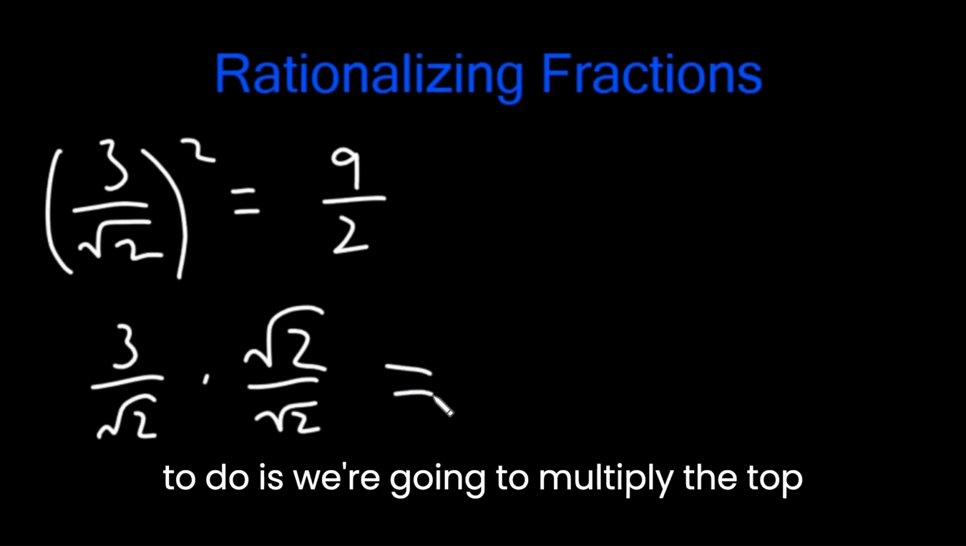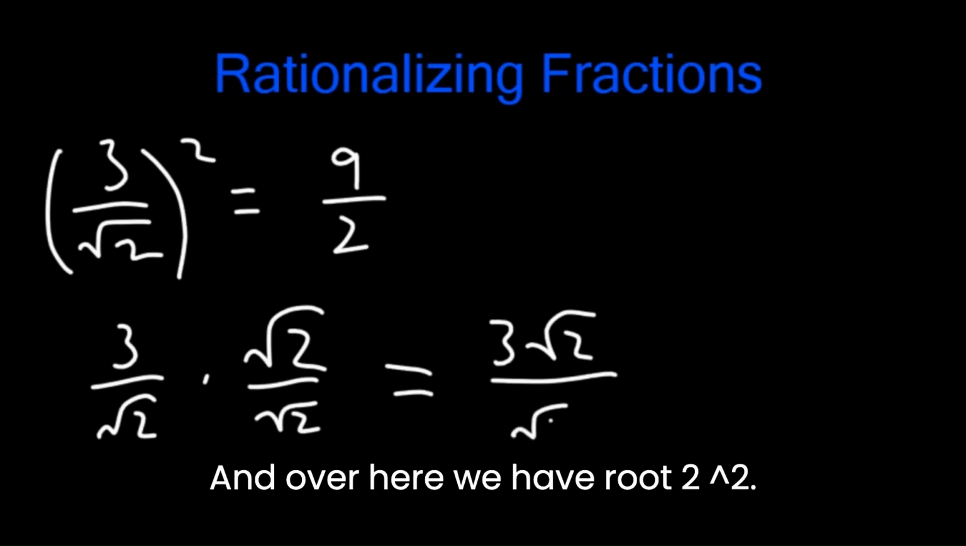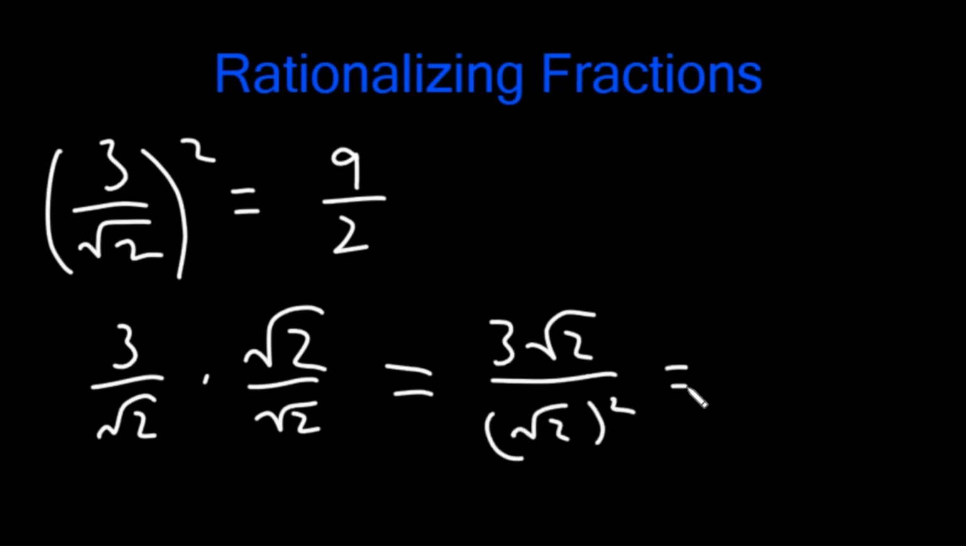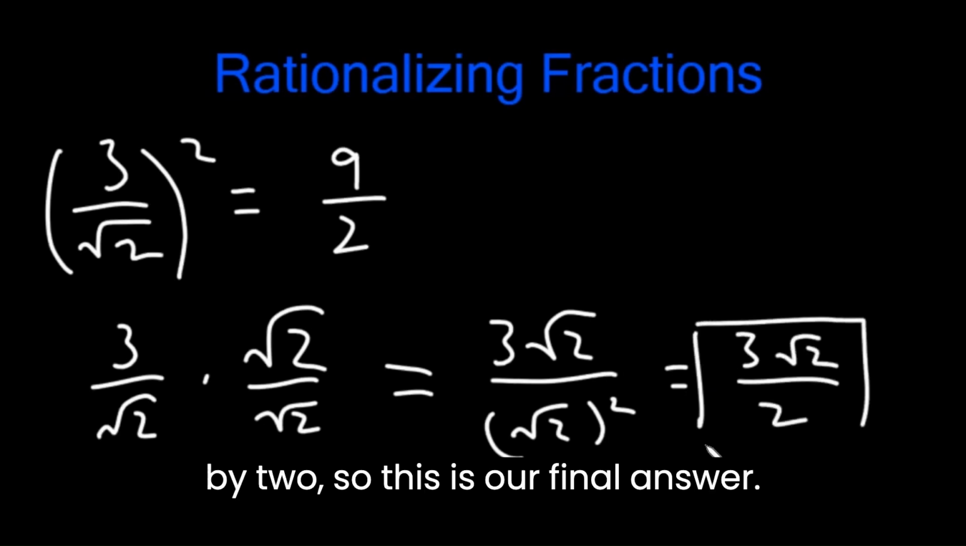So what we're going to do is multiply the top and the bottom. So we have 3 root 2, and over here we have root 2 squared. So this is going to be 3 root 2 divided by 2. So this is our final answer.